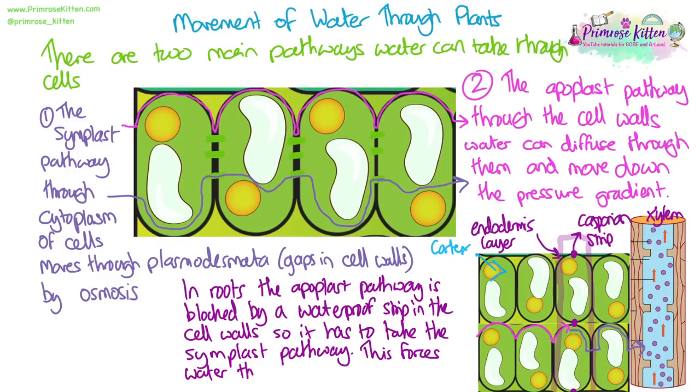And this Casparian strip is only present in the layer of the endodermis. This is an advantage because it forces water to move through the plasma membrane, which means that it can control what substances can or can't enter the xylem.